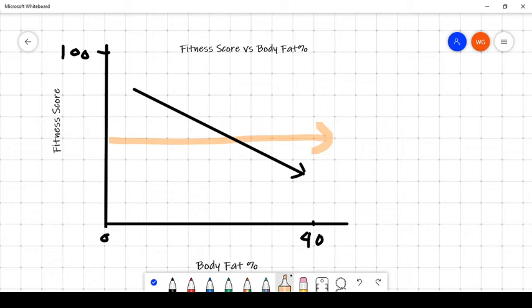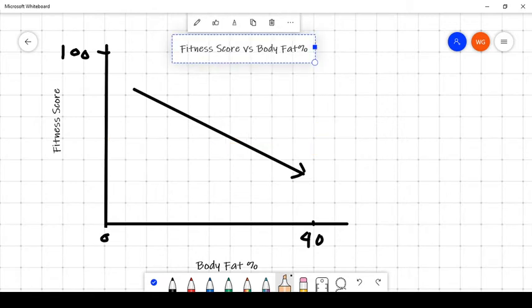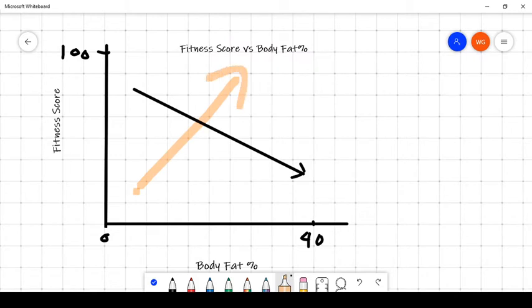Okay, what if the slope of the line was like this? What would that tell us? Would that make sense? I think you find that it wouldn't make sense, because what it would tell us is that as your body fat percentage went up, your fitness score also went up. And that usually is not true.